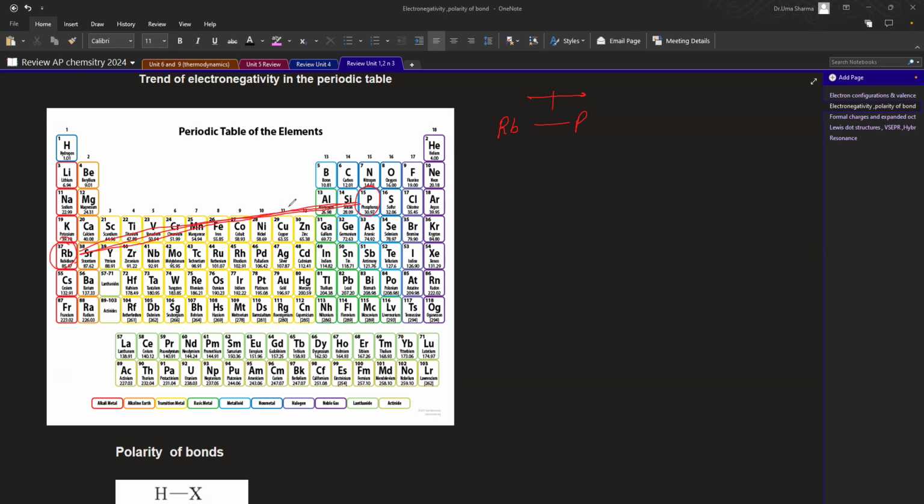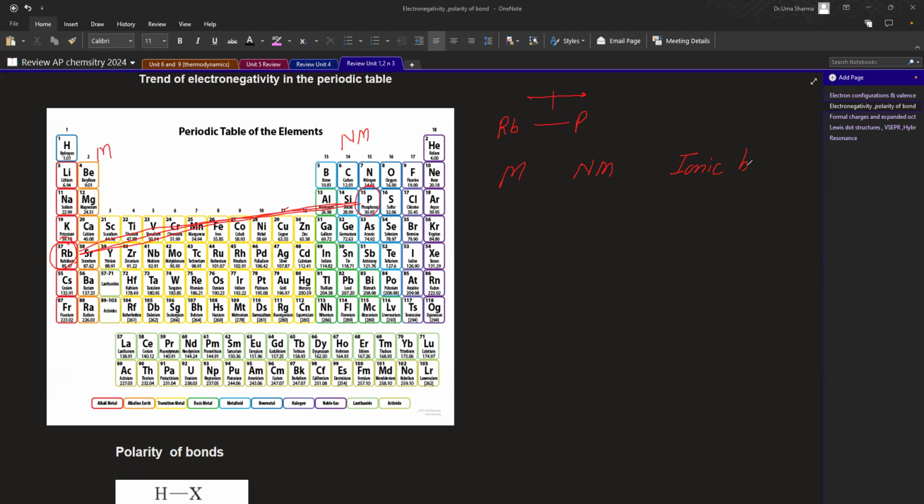The difference is very large, very small, very large, because this is metal and this is non-metal. So that is the reason whenever a metal is bonded with non-metal, what happens? It's not a bond, it's transfer of electrons, it's ionic bond. They get converted into ions.